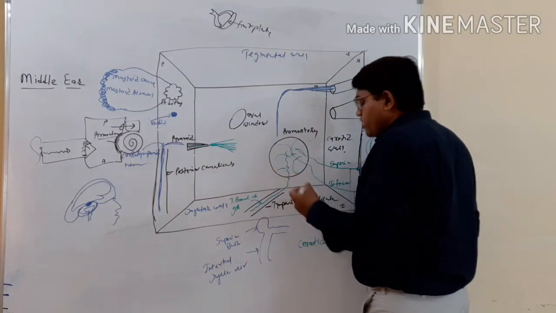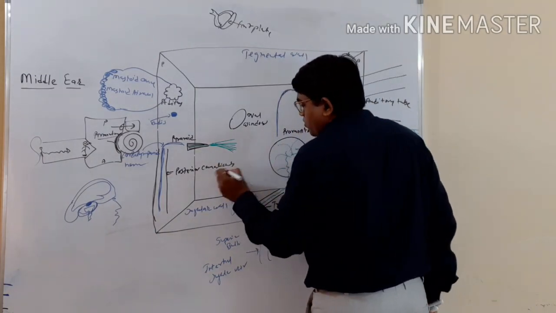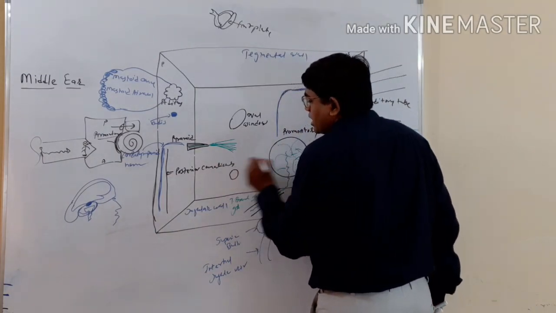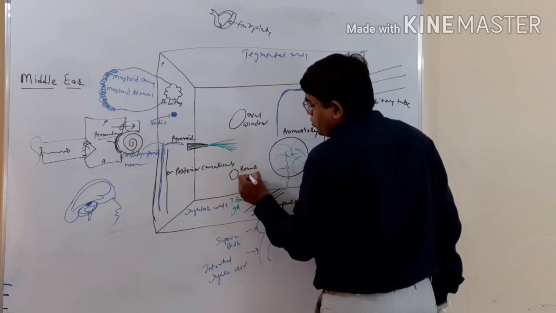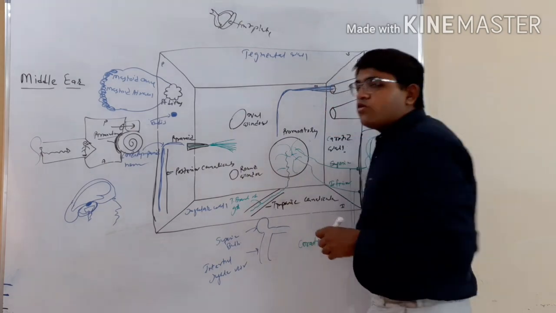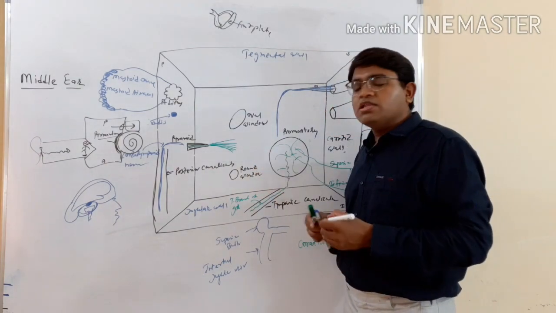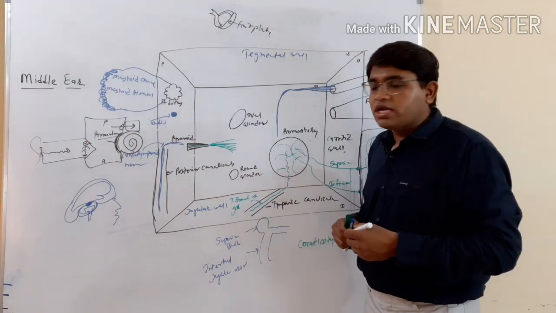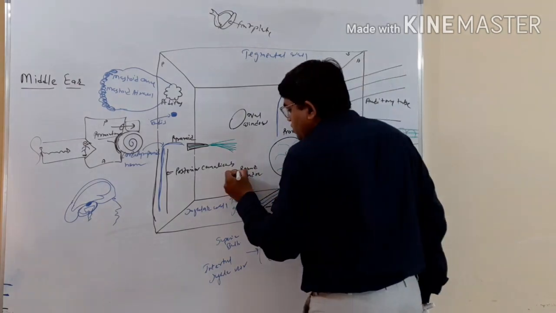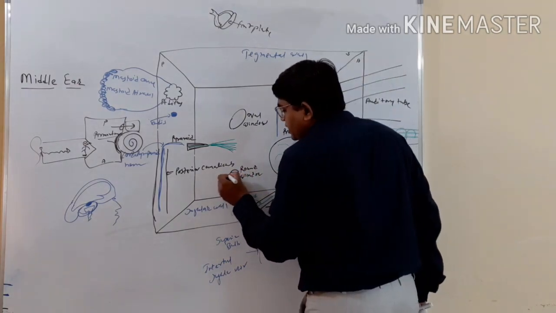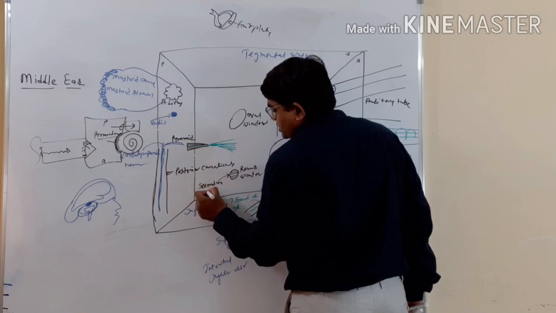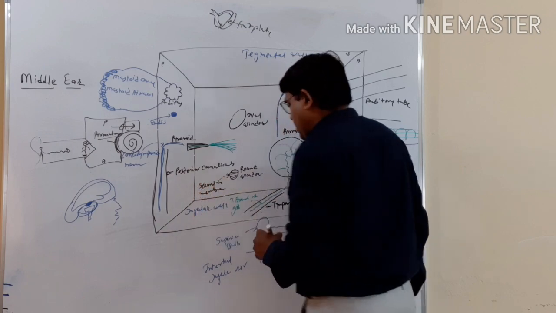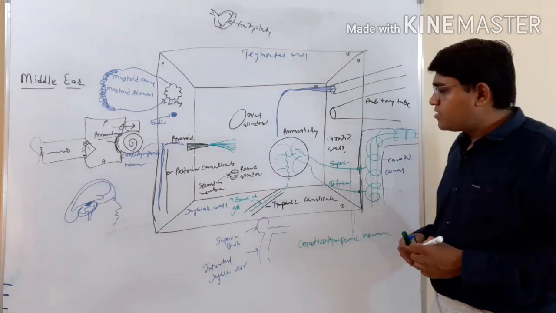Then on the posterior inferior aspect of the promontory, there is one round opening known as the round window. This round window opens on the internal side into the cochlea, and it is closed by the secondary tympanic membrane, or the secondary membrane.